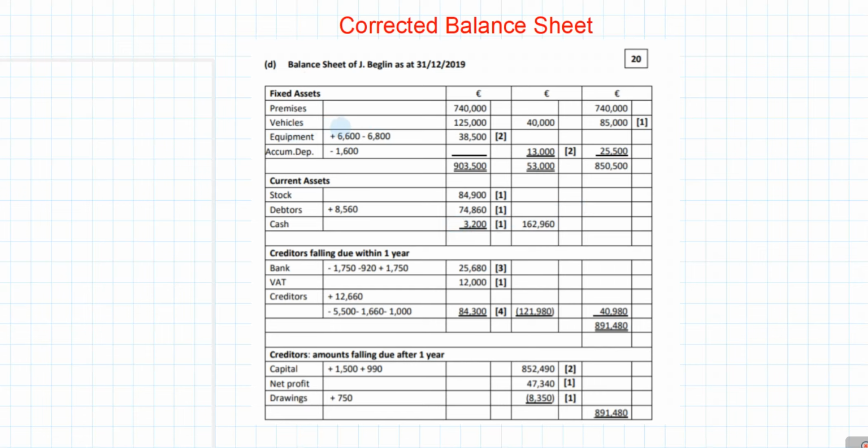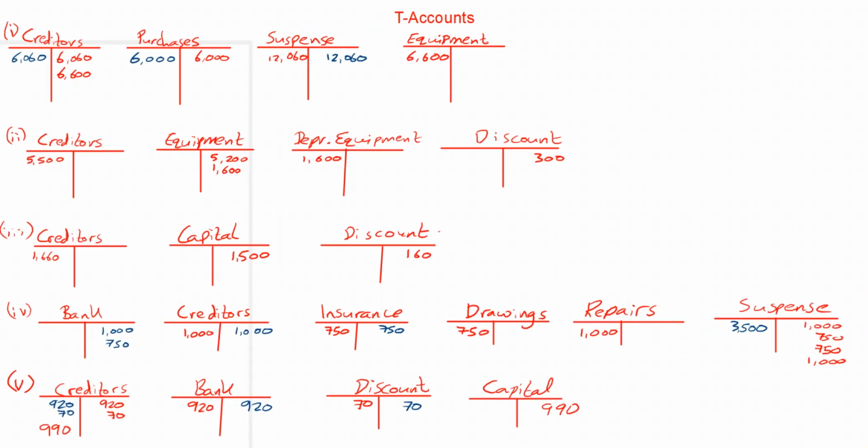Okay, so nothing changed to premises. What happened to vehicles? Well, in vehicles, nothing changed as well. Purchases. If we go back to our journal entries or T accounts, I'm going to look at my T accounts. Purchases, or sorry, equipment. Equipment decreased by 5,200 and 1,600. Where's the other equipment? Is there more equipment? Oh yeah, 6,800. And then we also add 6,600 that will be added to our equipment.